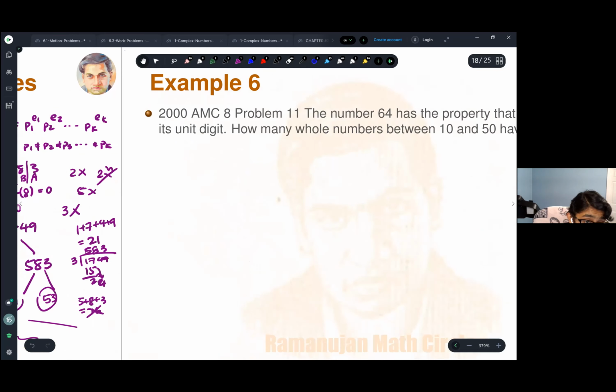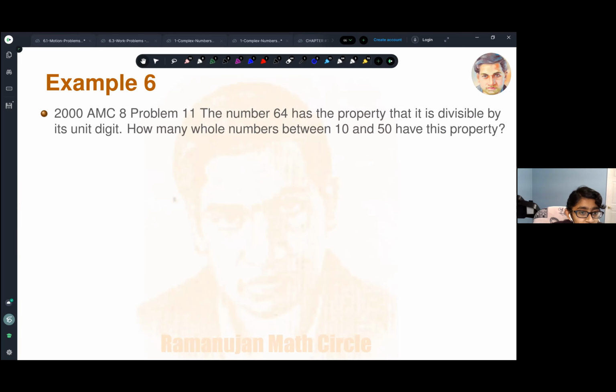So here's an example. The number 64 has a property that it is divisible by its units digit. How many whole numbers between 10 and 50 have this property? So I'll give you some time to work on it, and then we'll come back and discuss the problem.